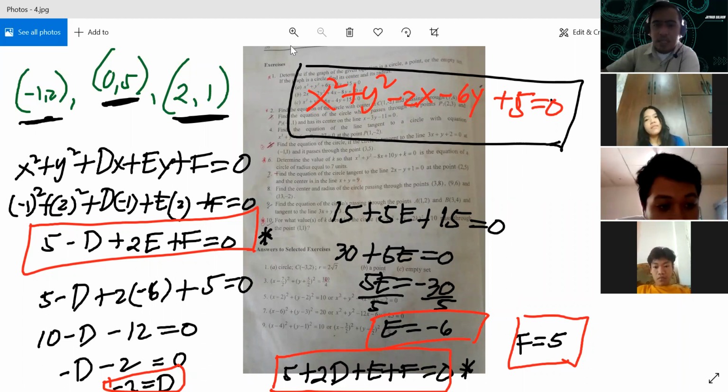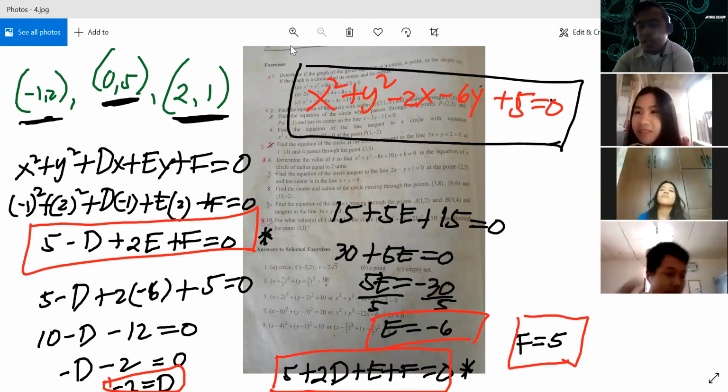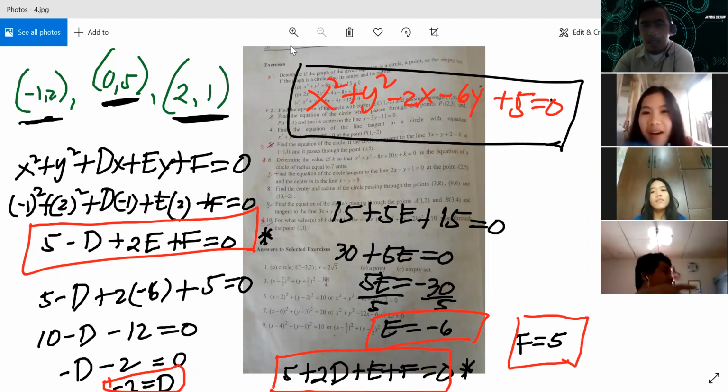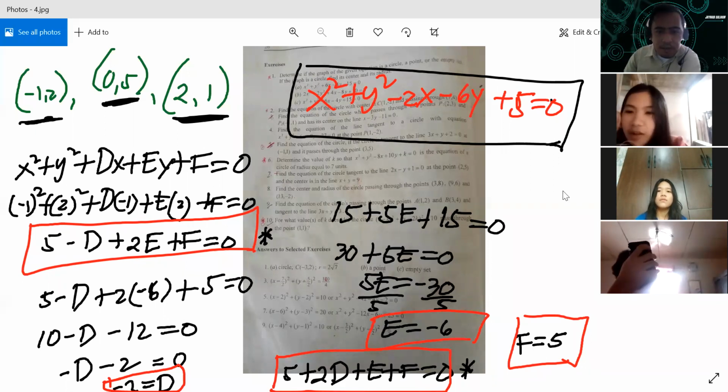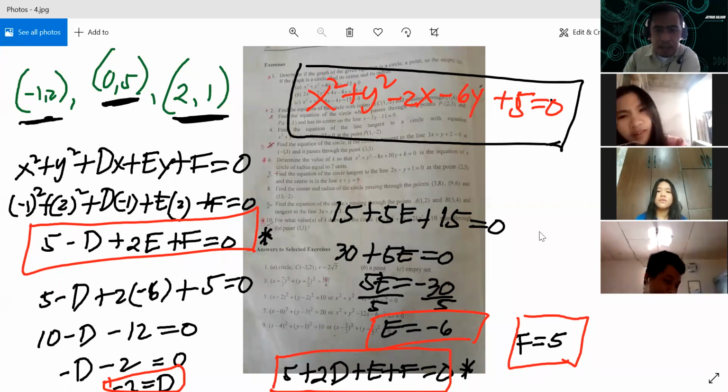Sir, F. Sir, katong same sign, sir, imong gi-subtract nato, again, katong sa pagkuha nimo sa letter F. Dili na ko gets katong part na gi-subtract nimo ang same sign.